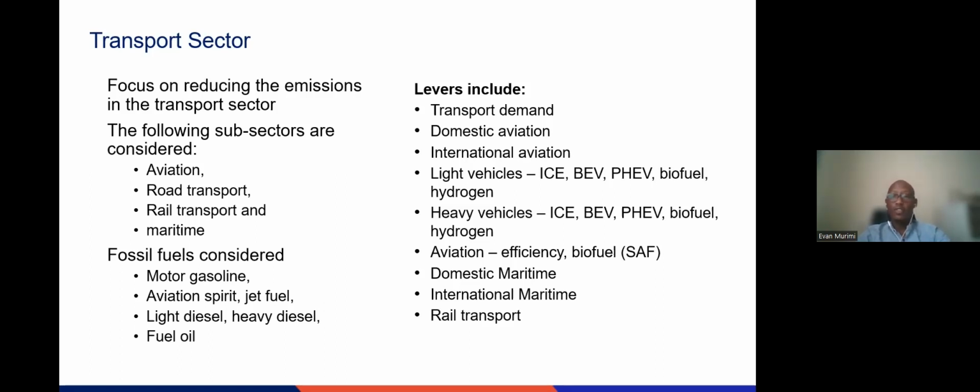Then for heavy vehicles, here we were interested in the ICE, the BEV, the plug-in hybrid electric vehicles, biofuel and hydrogen. And then we would go to the aviation, but specifically now look at the efficiency of the aviation sector, in terms of operations, as well as maybe substitution using sustainable aviation fuels. Then in maritime, we were interested in the domestic and the international maritime, both in terms of fuel used and the efficiency. And then finally, we were looking at the rail transport, which uses a lot of diesel.